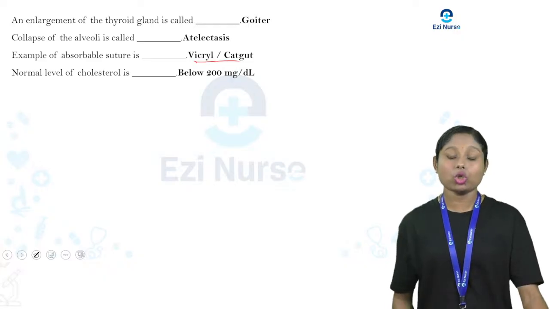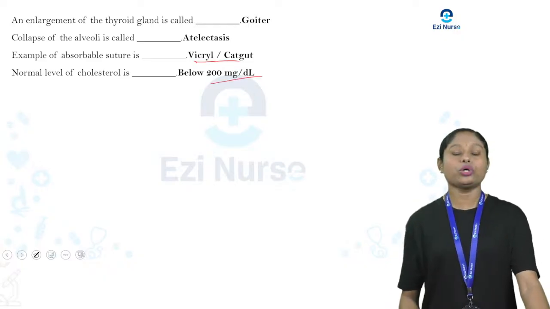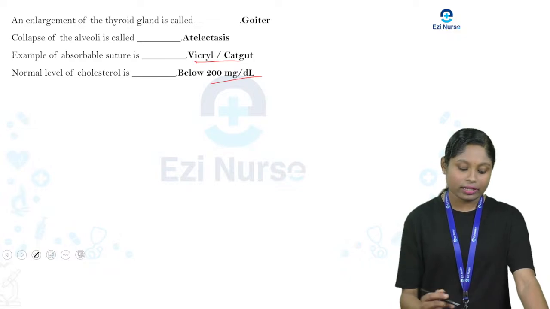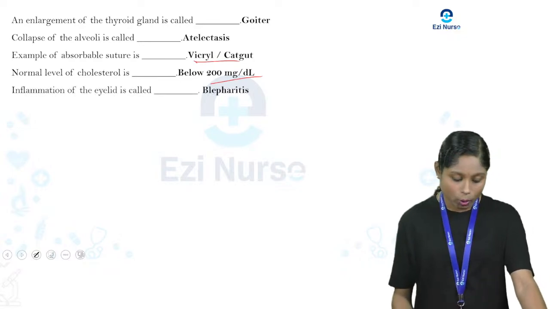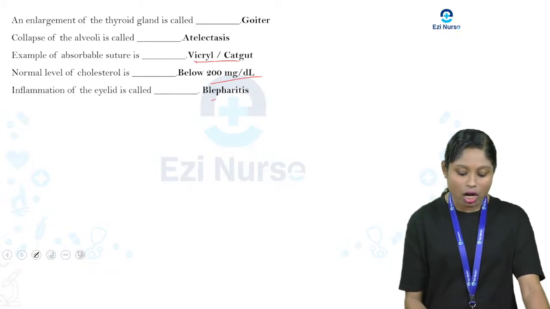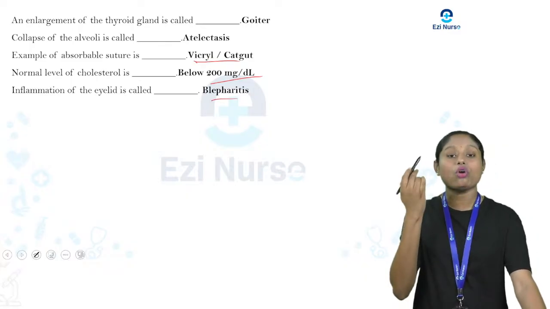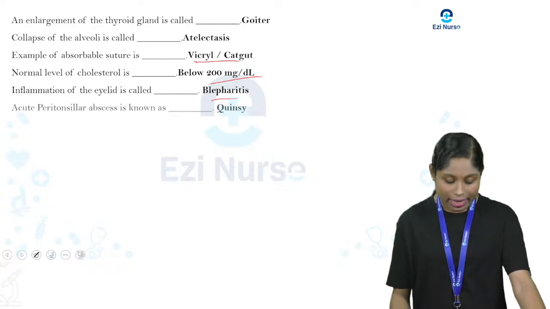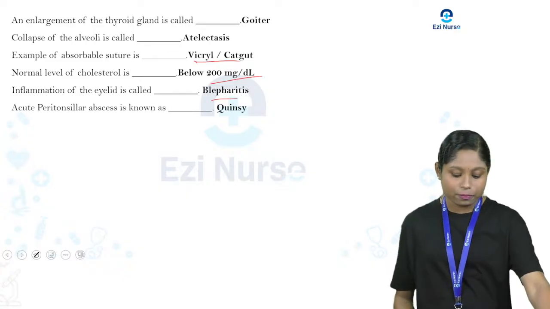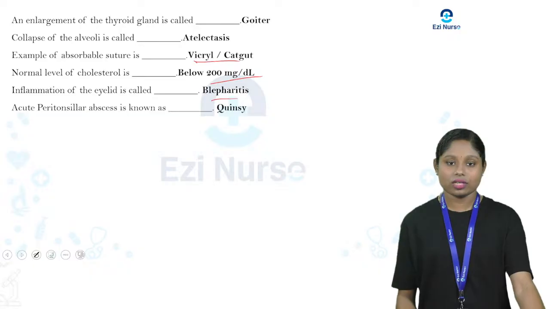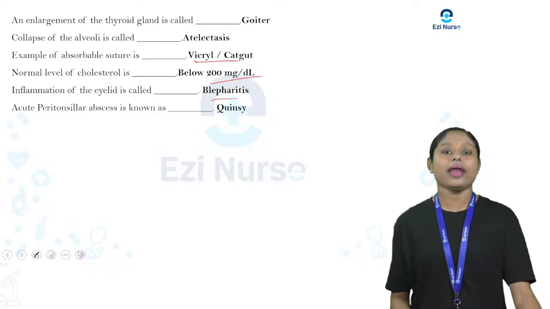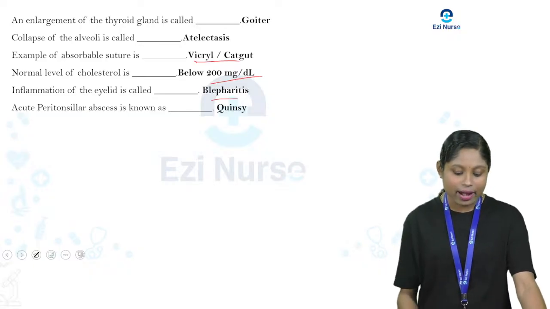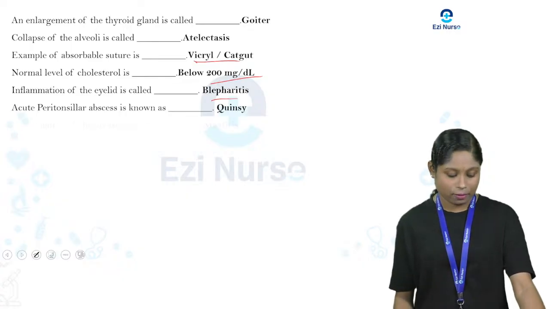Normal level of cholesterol in the body should be below 200 mg per dl. So that is the normal level of cholesterol in the body. Inflammation of eyelid is called blepharitis. So blepharitis is the inflammation of eyelids. Acute peritonsillar abscess is also known as quinsy. So what is quinsy? Peritonsillar abscess.